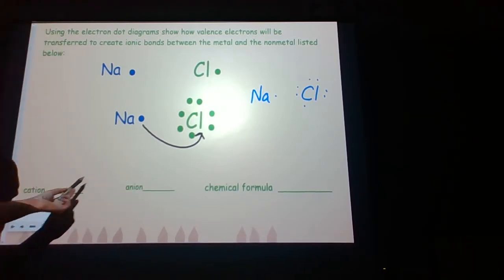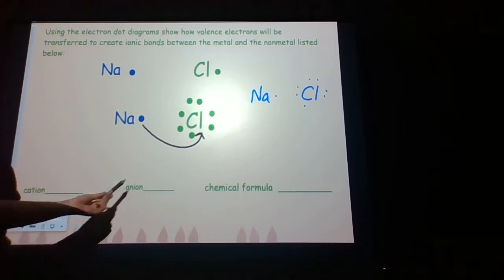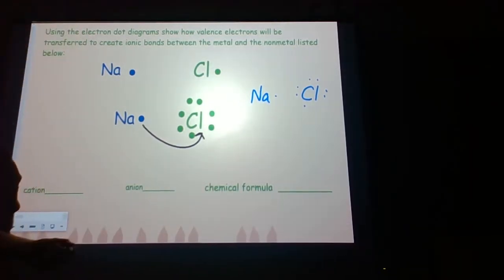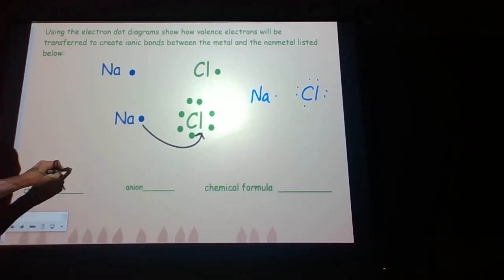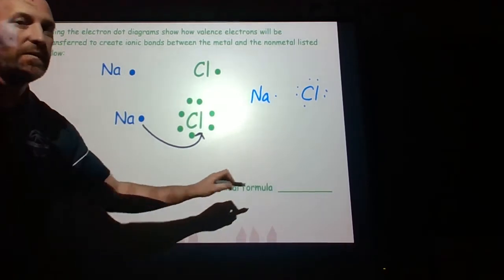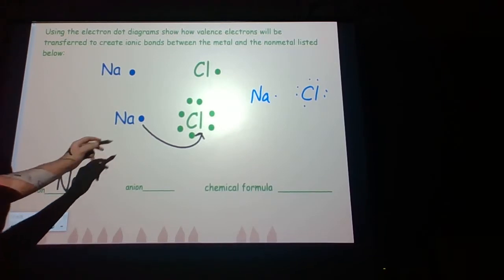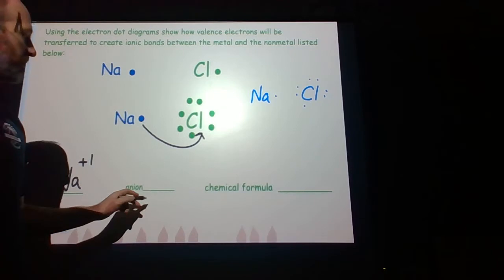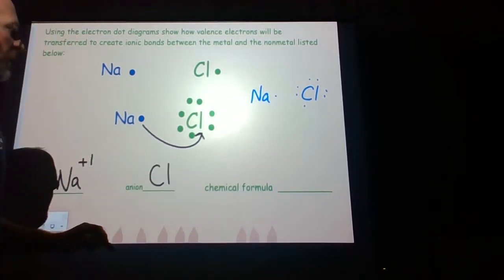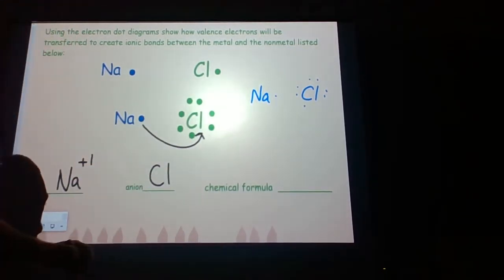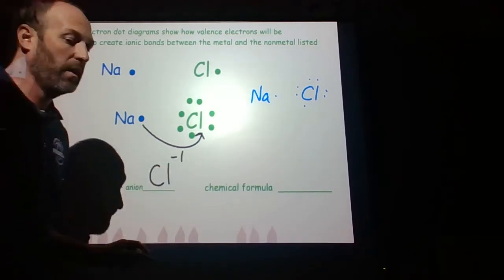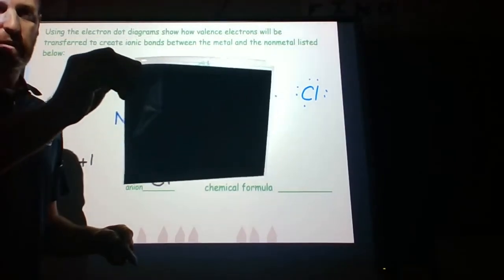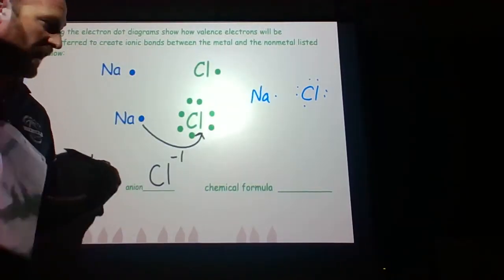Then we just need to kind of label, okay, what's the cation, what's the anion, what's the chemical formula. We started with a really simple one. Cation here is going to be sodium, and anytime you write these down here, you need to include the charges. So Na+1. What's the anion? Cl. How much did chlorine gain? Chlorine gained 1, so it's -1. You could also use your periodic table. Can't see that because it's dark, but you could find the charges on there.